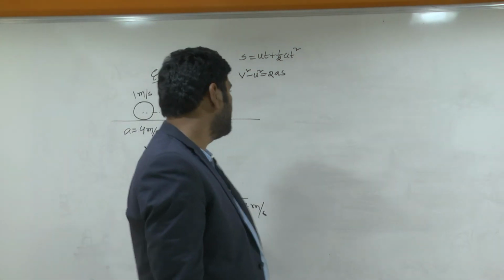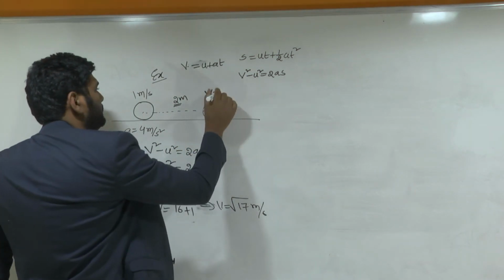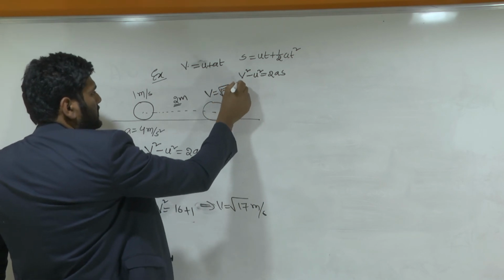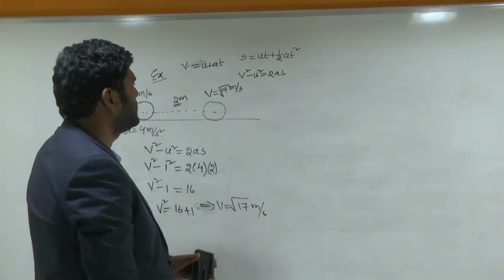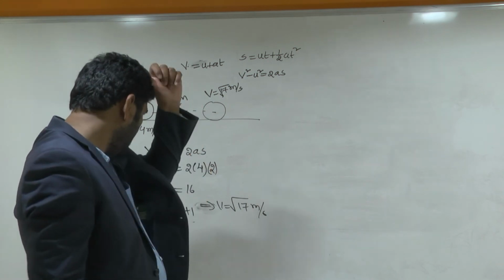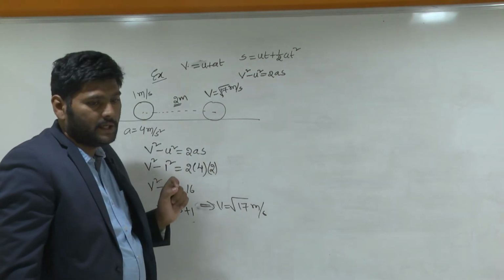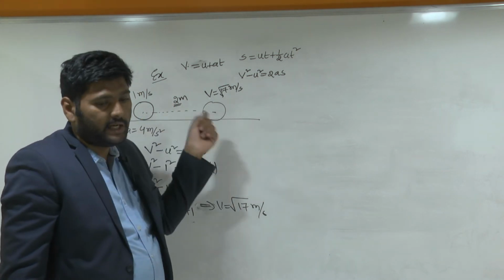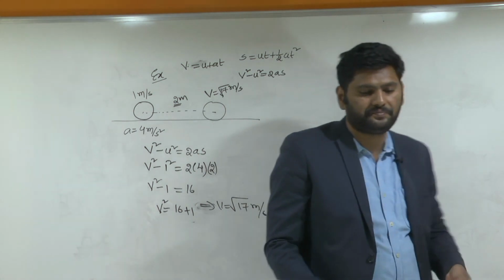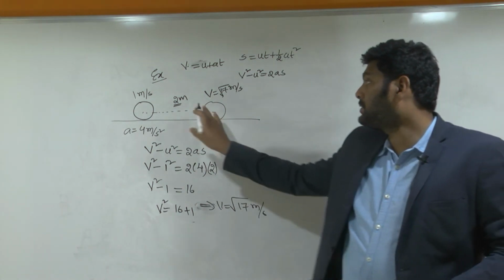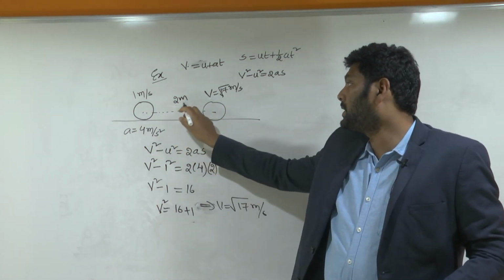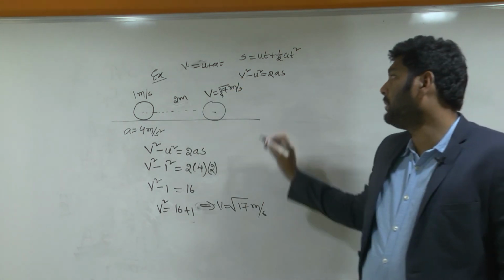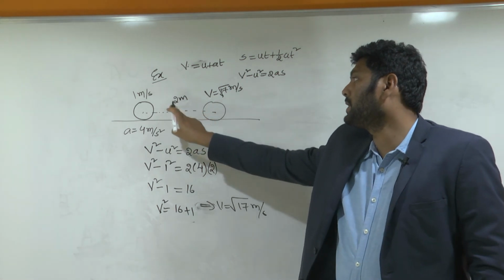Root 17 meter per second is the velocity at this position. But it is root 17 meter per second, not just 17. But here, you don't know one point: how much time is taken to cover this 2 meter distance? I did not mention it, am I right? The time taken to cover this 2 meters, we don't have. Now you can find the time taken to cover this 2 meter distance.